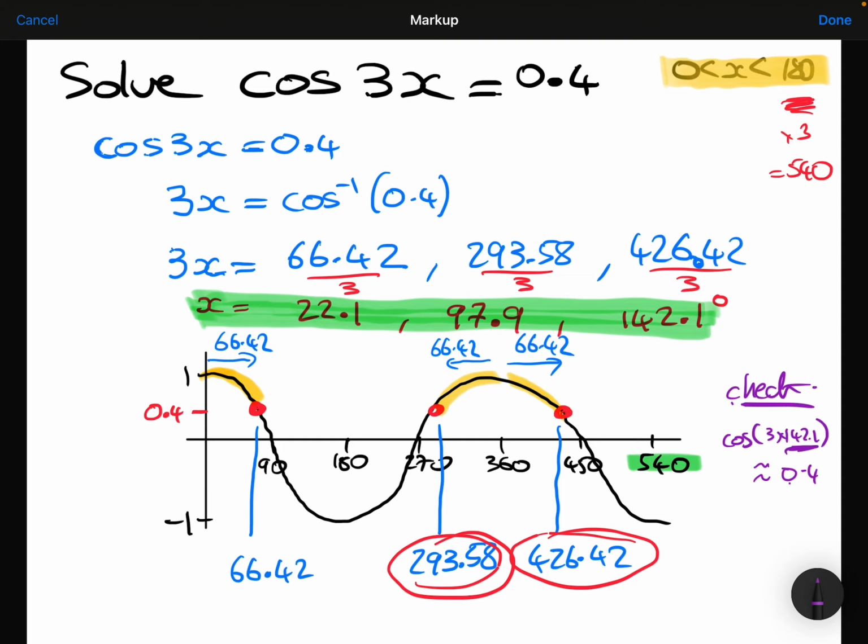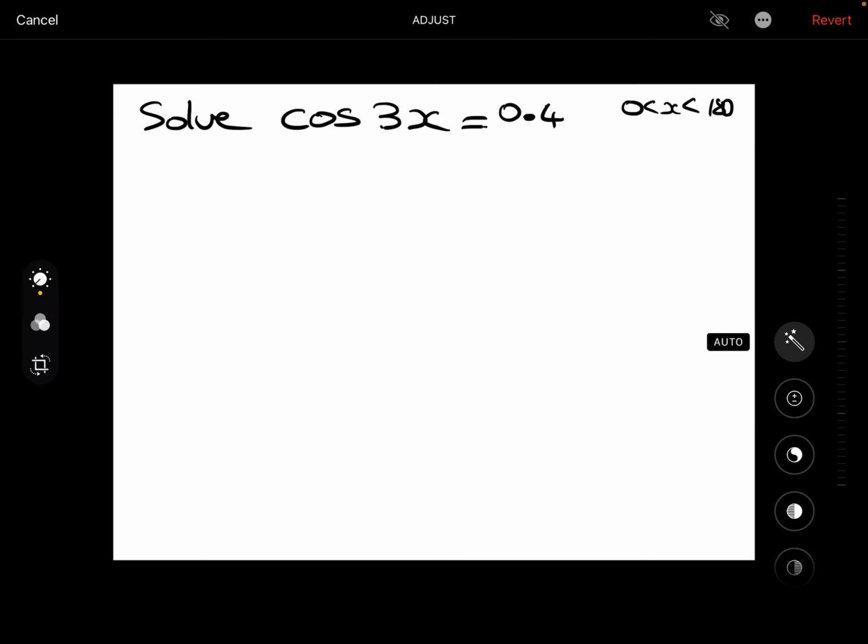So the key things from this video: do not divide by 3 at the beginning and draw your graphs nice and big. Let's see a couple more examples.